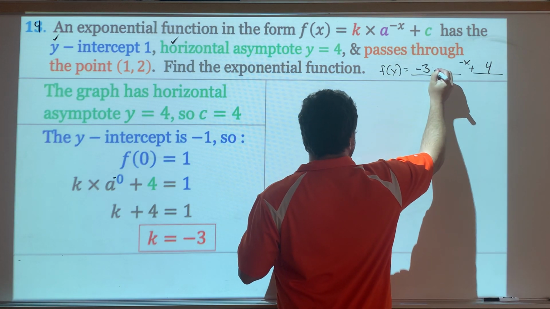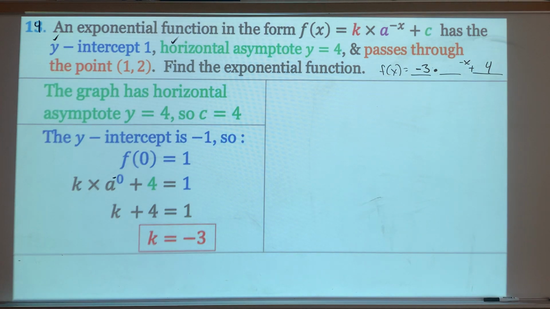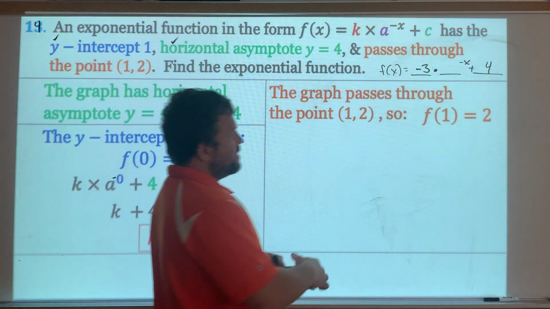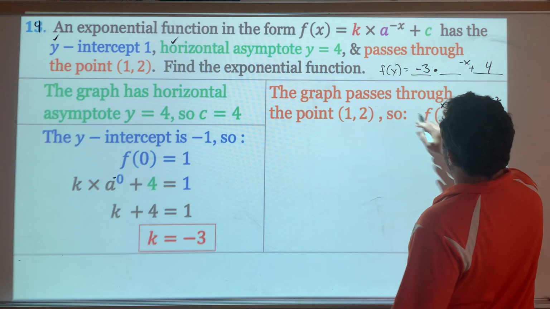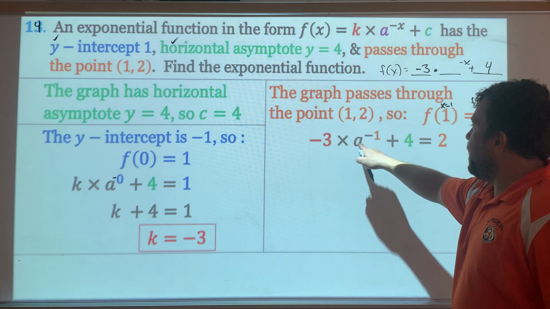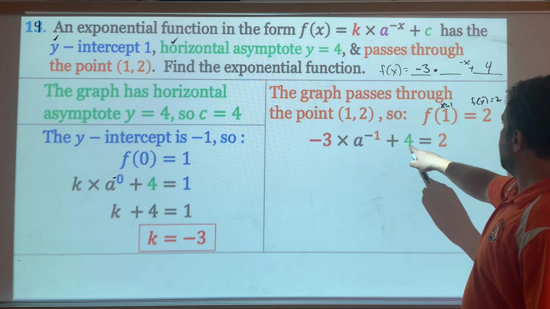This is like multiplication. I'm going to put a little dot so you don't get confused with x. All right, so we got our -3. We're going to use our point, 1, 2, that it passes through. So that means when x is 1, f of x equals 2. So we're going to plug in 2. We're going to go -3 times a to the -1 plus 4 equals 2.